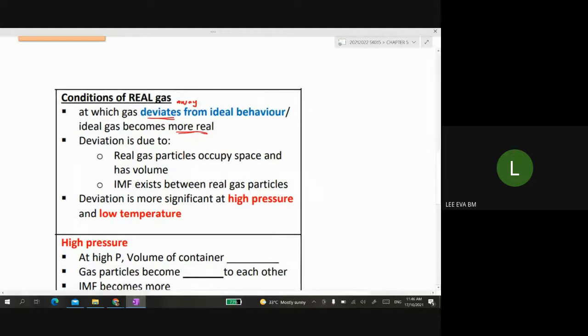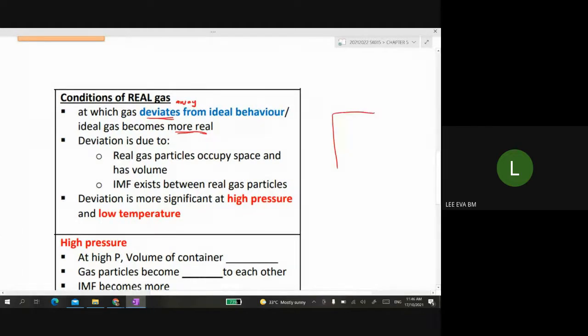So in comparison, just now we said for an ideal gas, the volume is negligible, so we can ignore it. This is an ideal gas; you can't even see a single dot. But in fact, for a real gas, the gas particles do actually occupy space and the volume is very big, so big that we cannot ignore it. Okay, this is what happens to a real gas. Real gas particles occupy space and have volume.